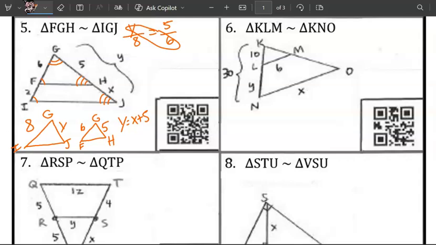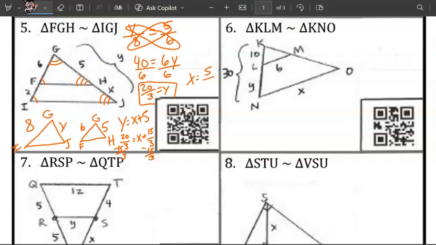Let's cross multiply. 40 equals 6y. Divide each side by 6. 20 over 3 equals y. Let's use that to solve for x. 15 over 3 is the same thing as 5. Subtract the 15 over 3 on each side. And then x is going to equal 5 over 3.